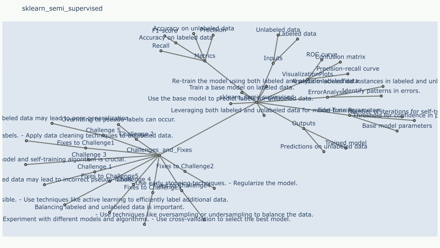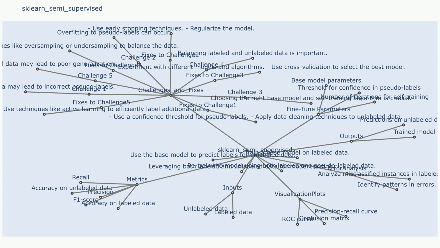sklearn semi-supervised. Explain in detail semi-supervised learning in scikit-learn. Semi-supervised learning in sklearn involves training machine learning models using a combination of labeled and unlabeled data. This approach leverages the valuable information present in unlabeled data to improve model performance, especially when labeled data is scarce.